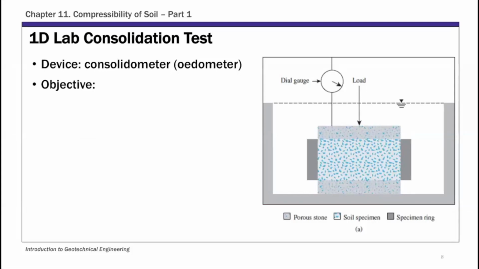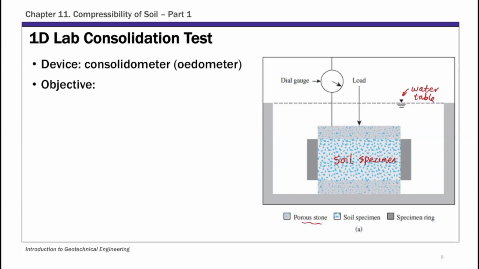So this is basically a schematic illustration of this lab device. If you look at this picture here, we have a soil specimen, and you notice that the soil specimen is submerged in water. So you have this water table here. This test is conducted in fully saturated condition, so your soil specimen is fully saturated during this entire process. It's submerged in water, and you have this porous stone just to keep the soil samples in place.